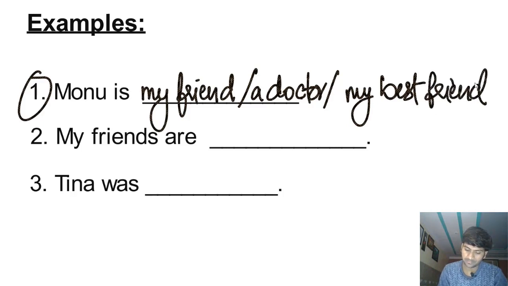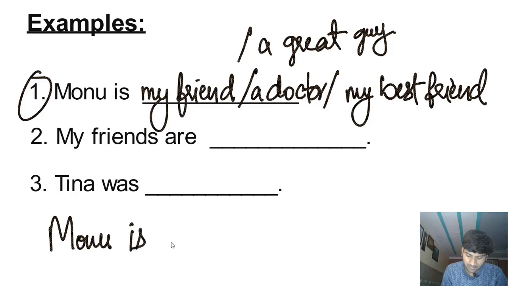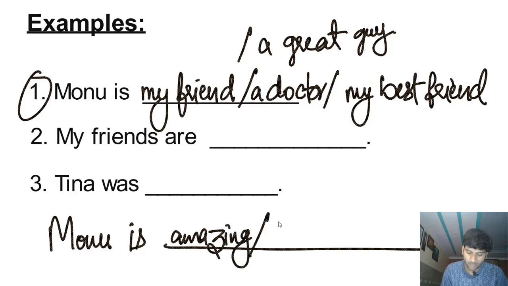Monu is a great guy. Again, a subject complement. A great guy. So here I am just giving a name to the subject. Now, if I want to describe Monu, modify Monu, I'll use adjectives. For example, Monu is amazing. Now I am describing Monu, modifying it. Monu is smart. Again, an adjective.